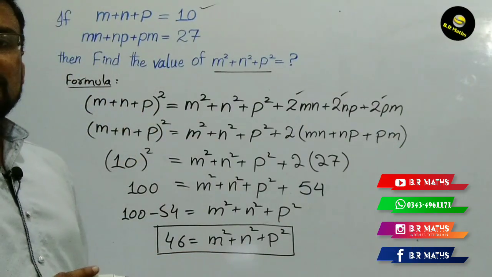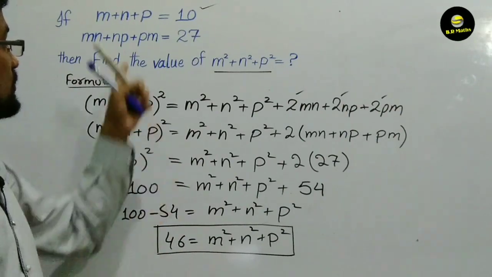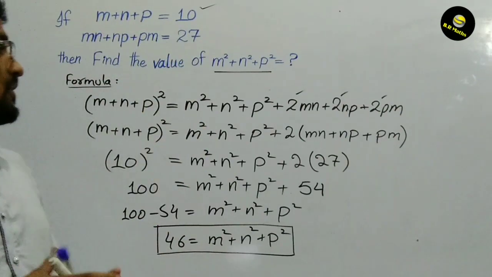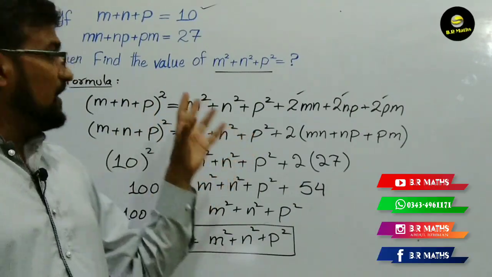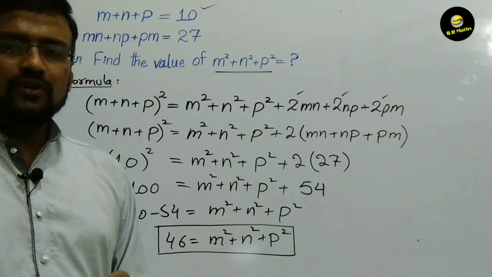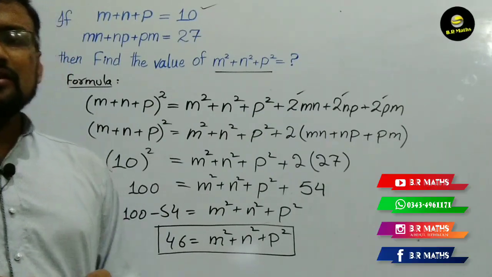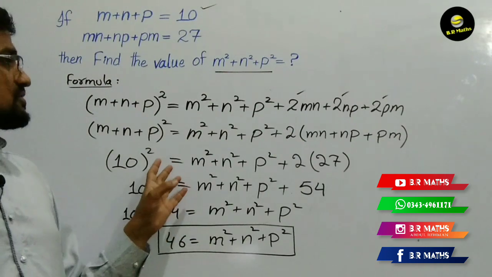So student, this is a very important formula and a very important question as well. This formula is used for any three variables in terms of a whole square. Okay, so students, I hope you understand this important question and this lecture.